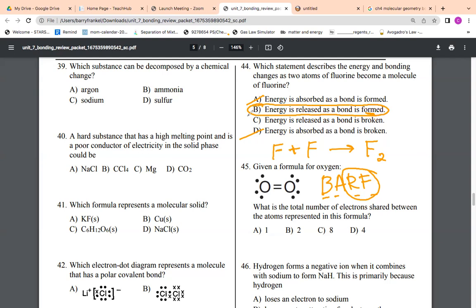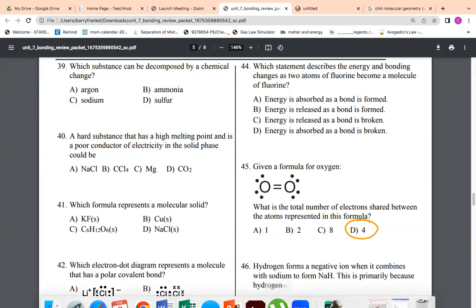Alrighty. Number 45. What is the total number of electrons shared between the atoms represented in this formula? So they're not asking about pairs, they are asking about total number of electrons. Now remember, each dash represents a pair. In a pair, you have 2. So these oxygens are sharing 4 electrons with each other in total. Answer is 4.